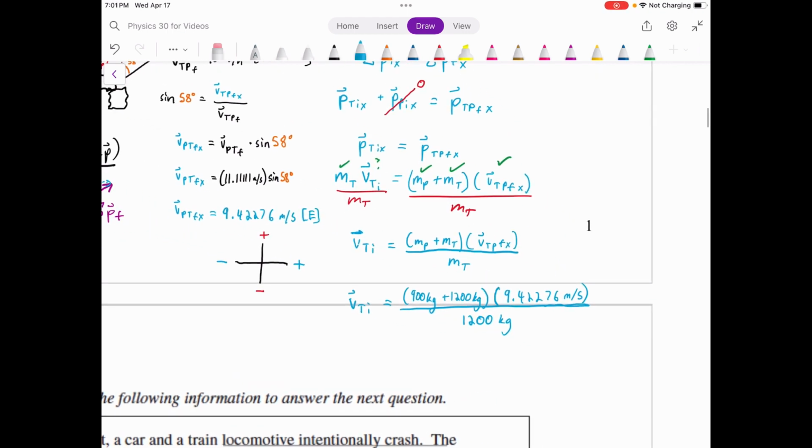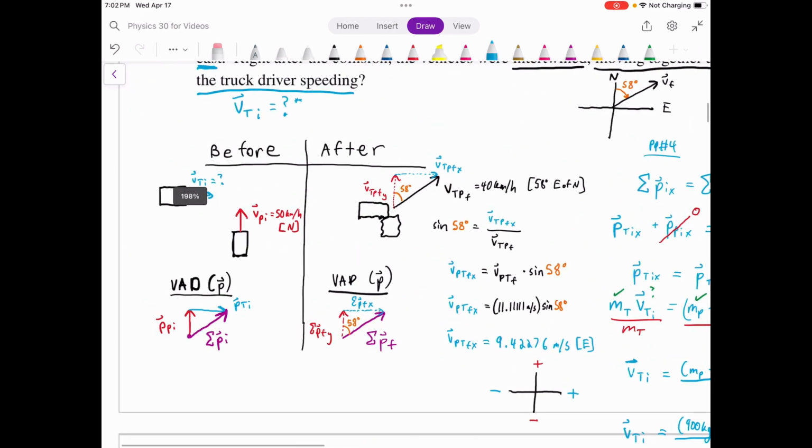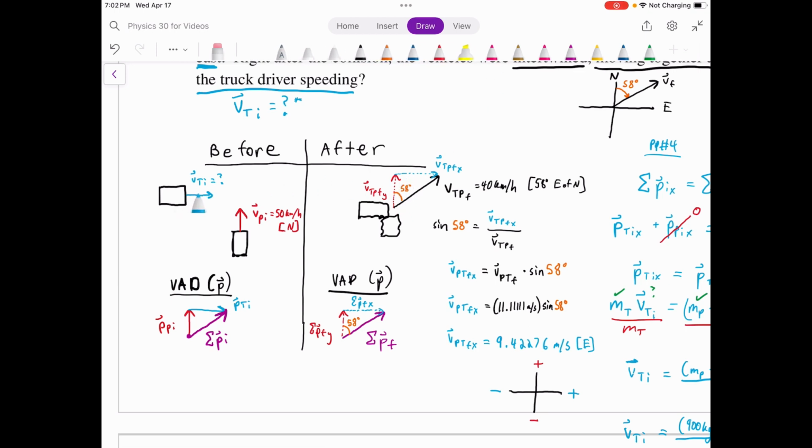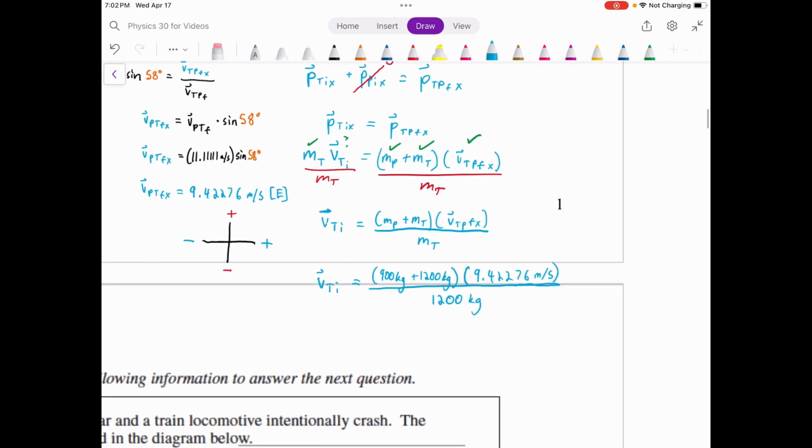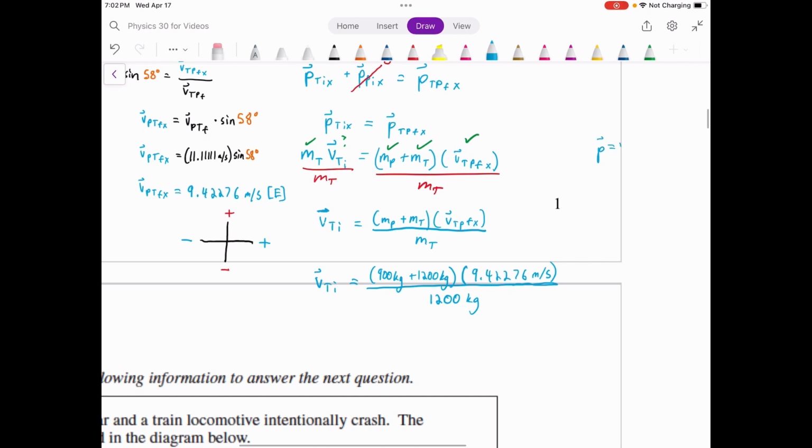And again, this kind of makes sense. Looking at what we've got here, our numerator is just the final x momentum, the final horizontal momentum in the system. And we know from the situation that all of the x momentum in the system came from the truck initially. So whatever the final x momentum is, it's the same as the truck's initial x momentum. Since momentum is mass times velocity, if we divide that x momentum by the mass of the truck, we should be left with its initial velocity.